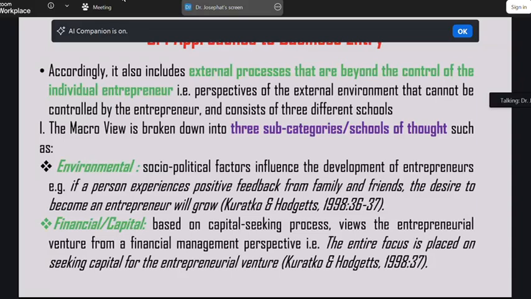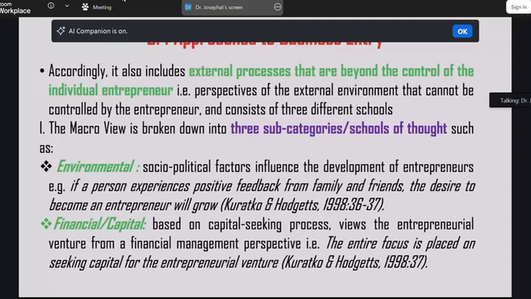So ya pili tunaweza kuangalia on the part of financial or capital. Based on the capital seeking process, view the entrepreneurial venture from financial management perspectives. That means the entire focus is placed on seeking capital for entrepreneurial ventures, on how an entrepreneur can get capital. Mjasiriamali akianza akatafuta mtaji, akutana na changamoto nyingi sana, a lot of drawbacks, a lot of processing, a lot of requirement kuweza kupata mtaji. Hata ile hali ya kutaka kuwa mjasiriamali inapotea.